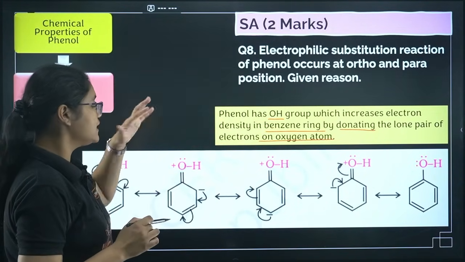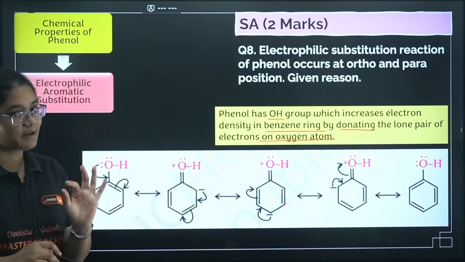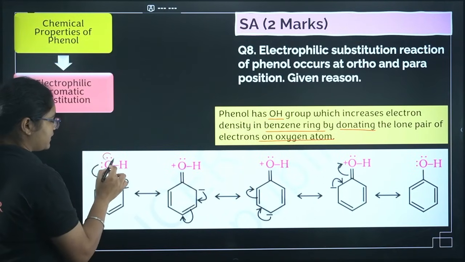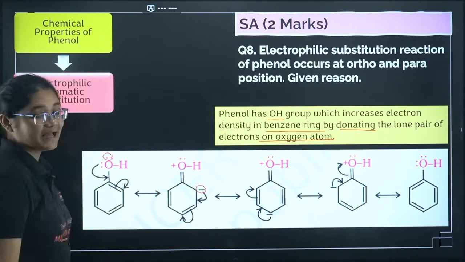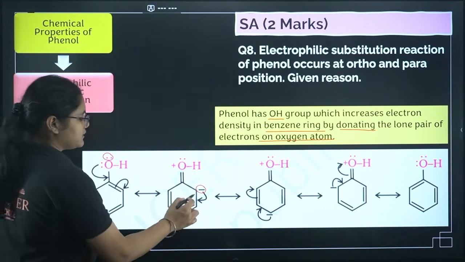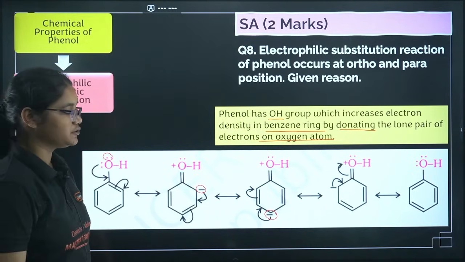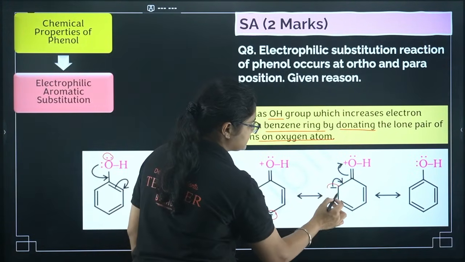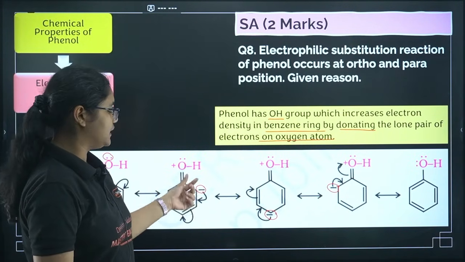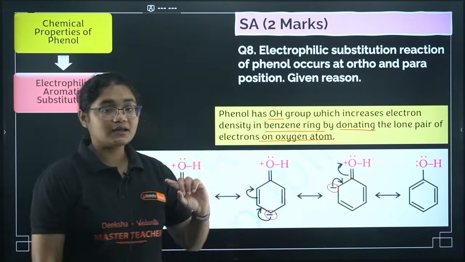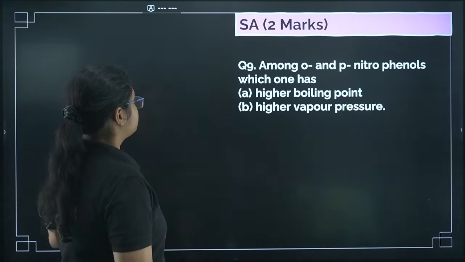Now, you need to draw this resonating structure to show that the electron density actually increases at ortho and para positions only. So, first step, the lone pair here comes into conjugation. This bond is shifting here. So, you can see the electron density has increased at the ortho position. Now, after that, this one will come here and this one will come here. You can see that electron density has increased at the para position. Now, again, this one goes here, this one comes here. You can see the electron density has increased at the ortho position. So, because the electron density increases at ortho and para positions, the incoming electrophile will be directed to these positions only.